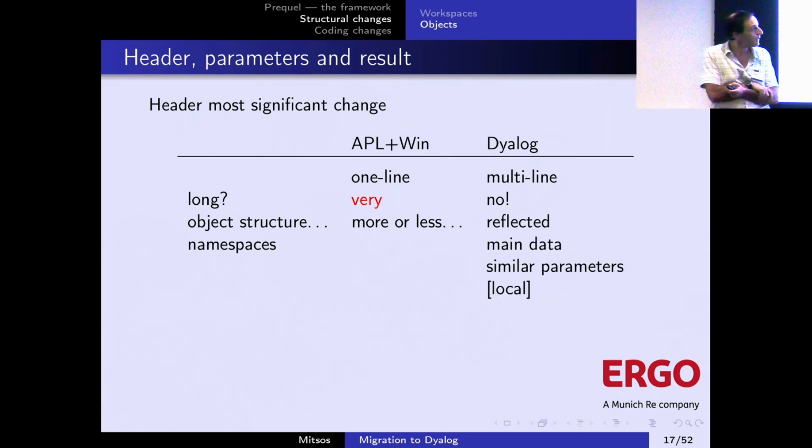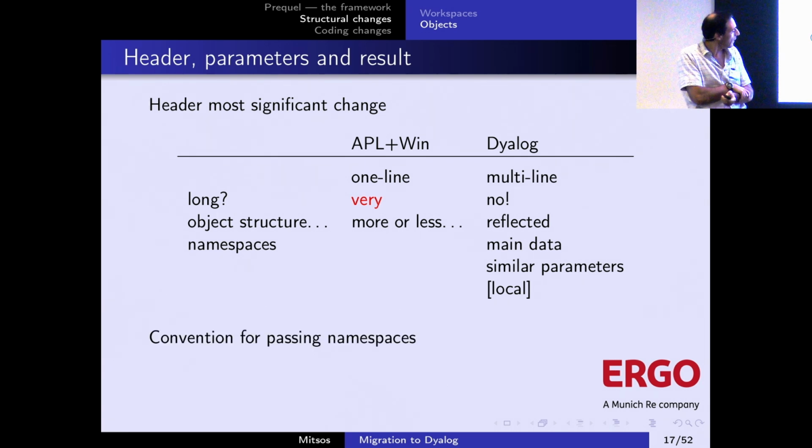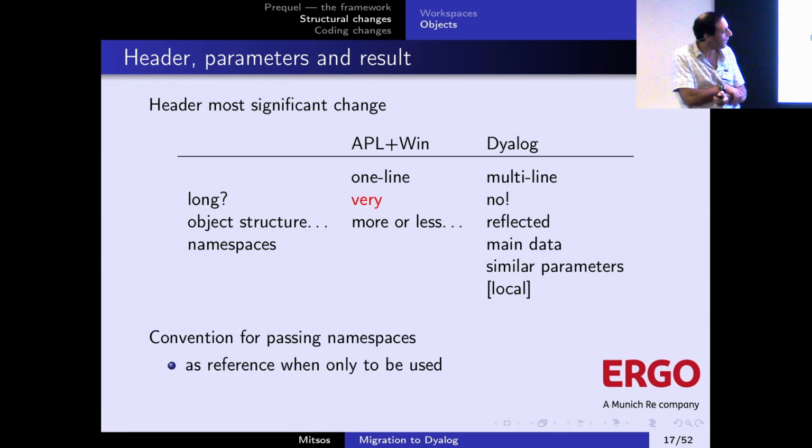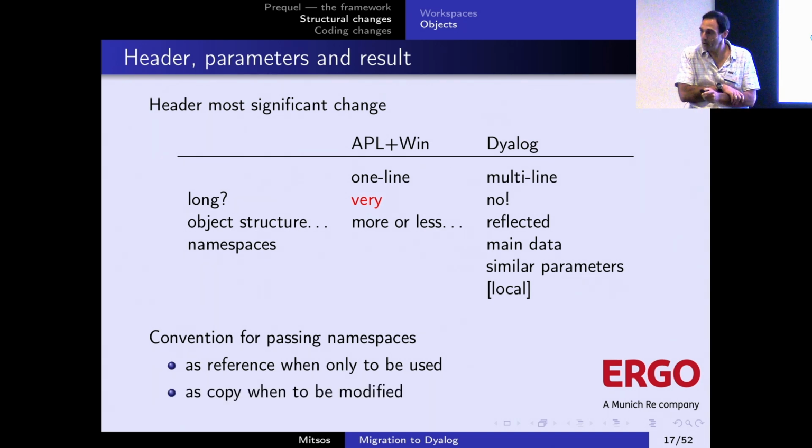Namespaces were missing in APL+Win. I use them now for main data or for collecting similar parameters in a namespace that is passed to another object, reducing the size of the header significantly or dramatically. And I use the convention for passing namespaces as a reference when they are only to be used, and as a copy when they are to be modified.